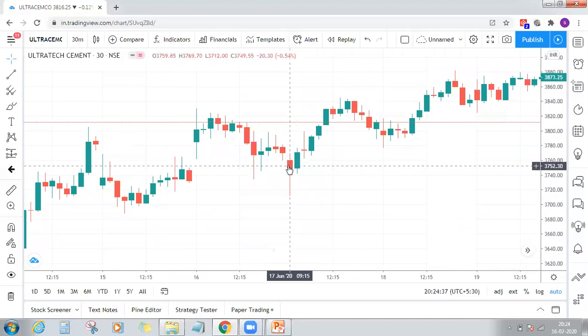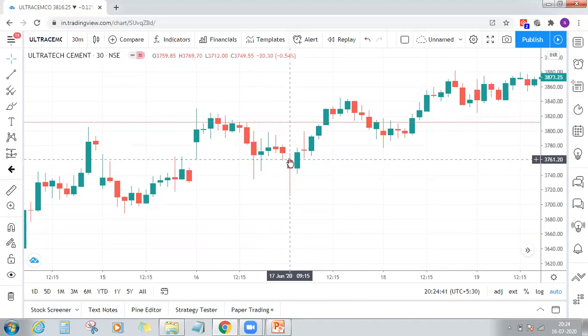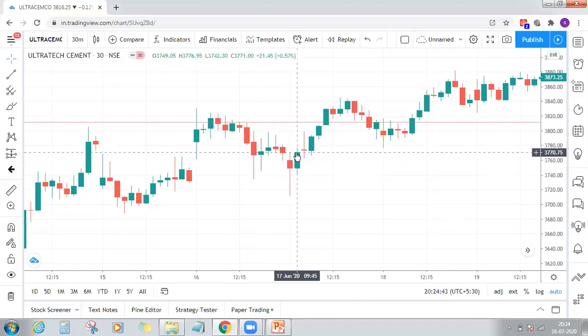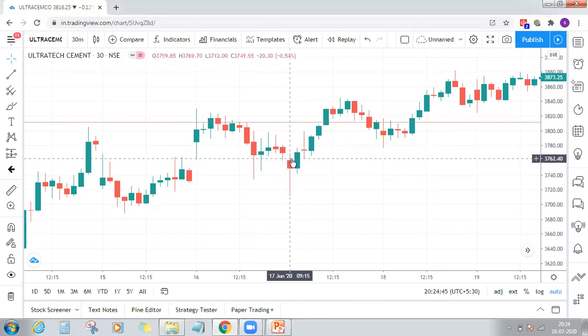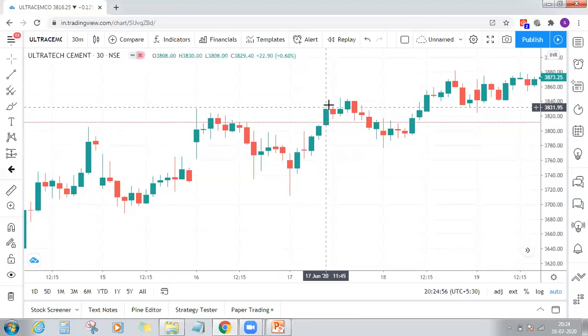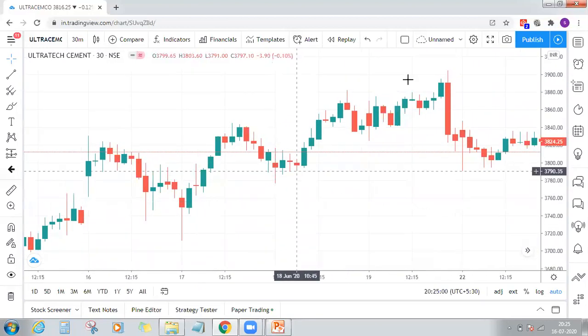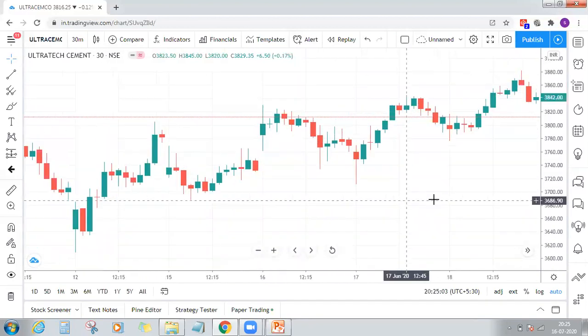Again, you have a hammer here. There is a strong downfall. Then you have a hammer, and the next candle slightly closed above the high. So the high of this hammer is 3769 and the closing price here is 3771. So a 2 rupee higher closing was seen. That is the reason immediately after this we were able to see a good up move, until 3900.